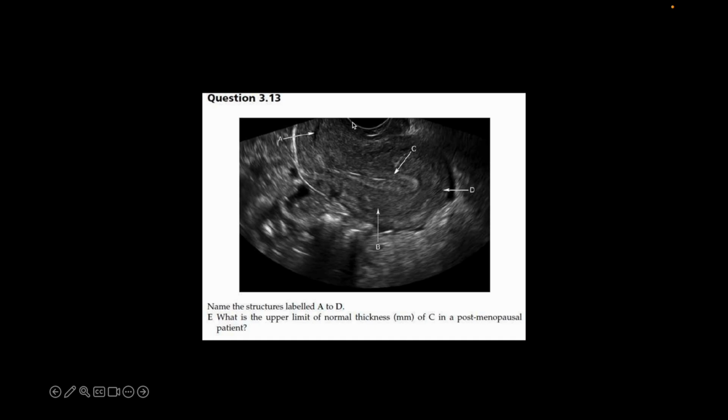Sagittal TVUS, this is a TVUS because of that weird probe. The fundus of the uterus is up here, and then the cervix is down here. So A is the cervix. B is the myometrium. C is the endometrium, this thing here coming like that, and then inside you've got the cavity. And then D is the fundus of the uterus.